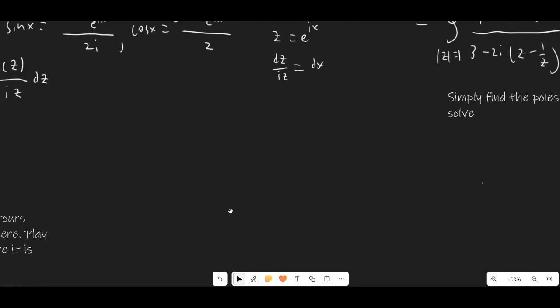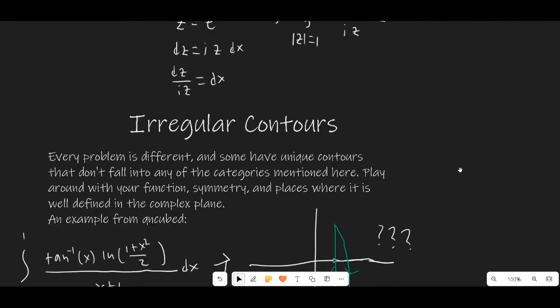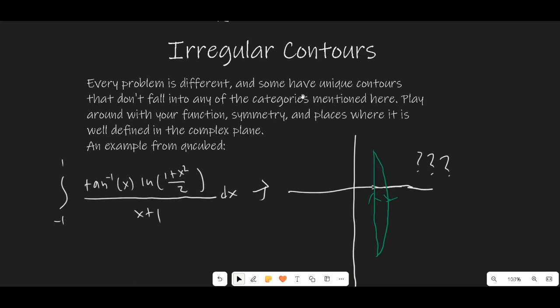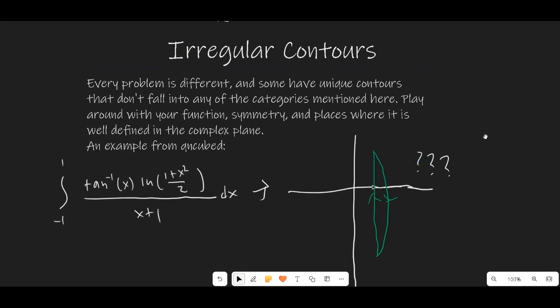So let's move on to our next contour. Oh, looks like we have reached, that is all the contours that we're going to talk about today. So now I'm going to talk about irregular contours. Essentially every problem is different, and some of them will have unique contours that don't fall into any of the categories mentioned here. So just play around with your function, look for symmetry, look for places where it's well defined in the complex plane.